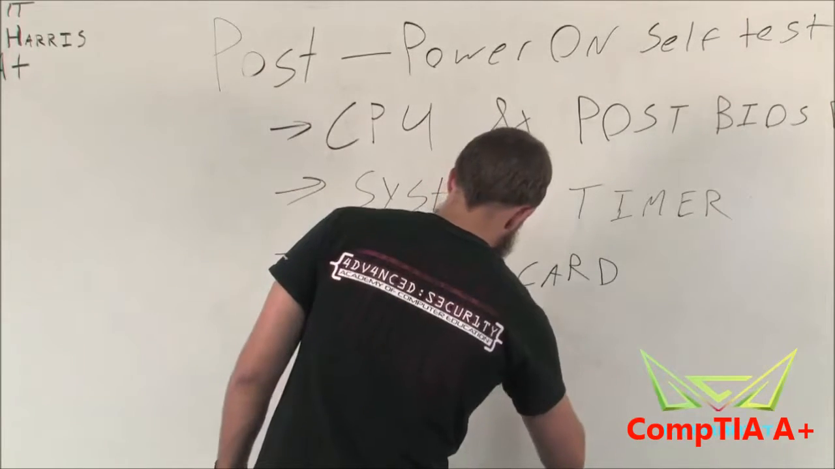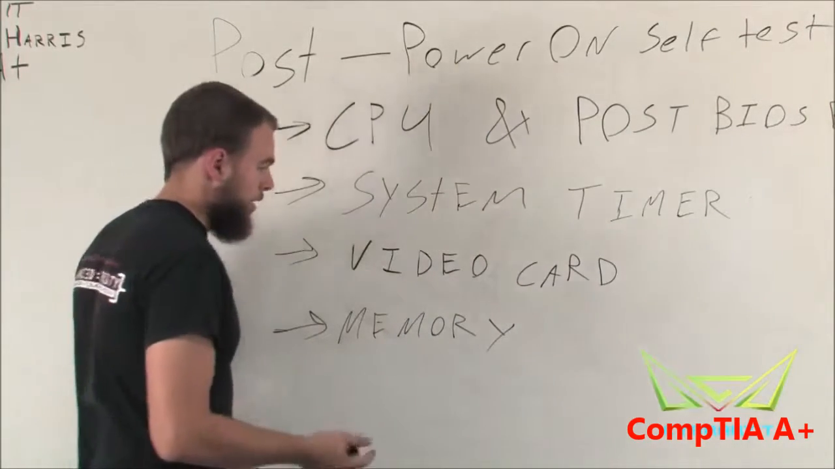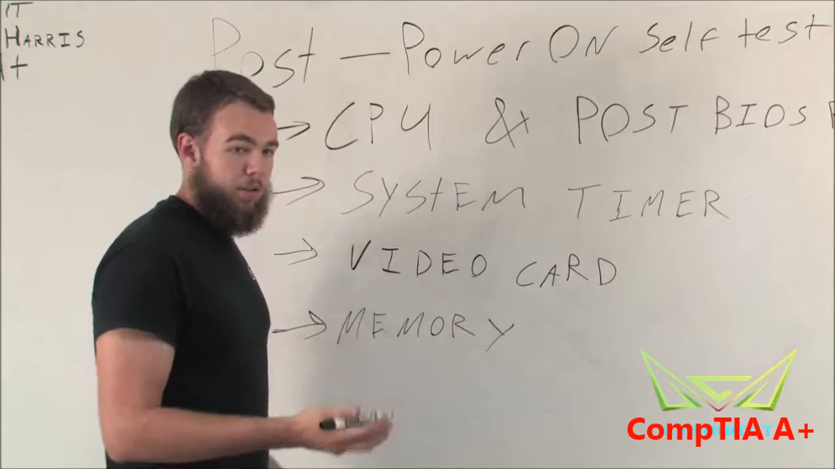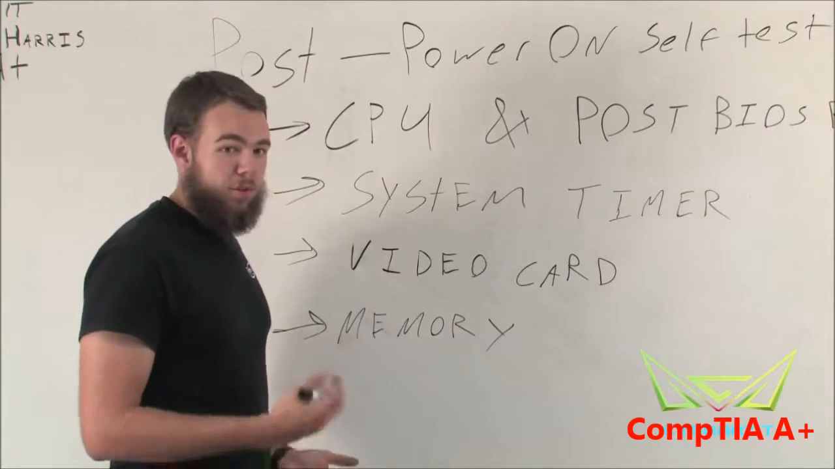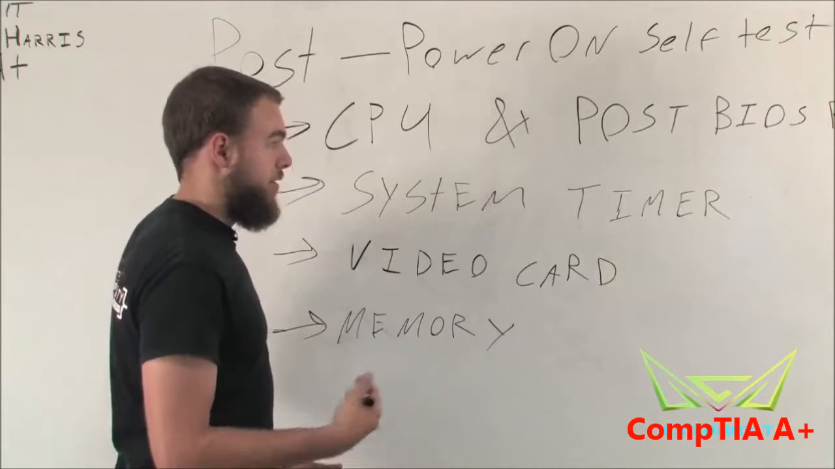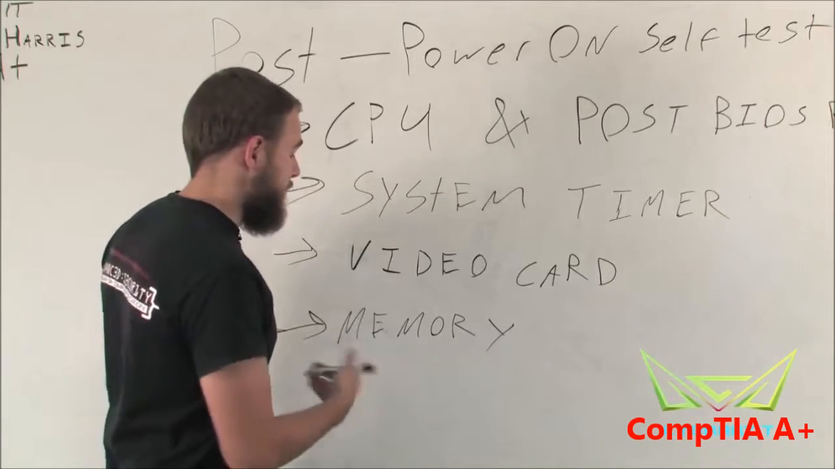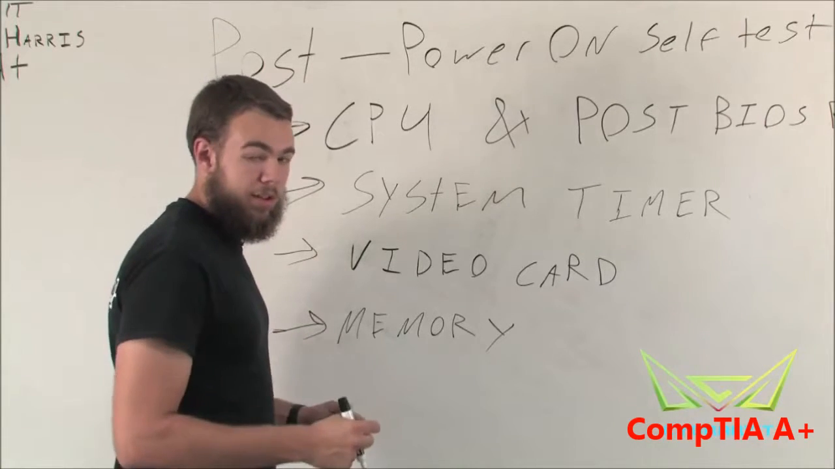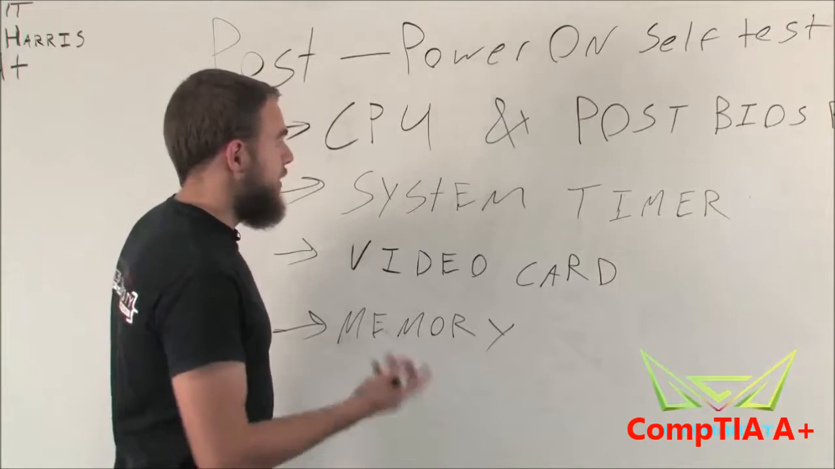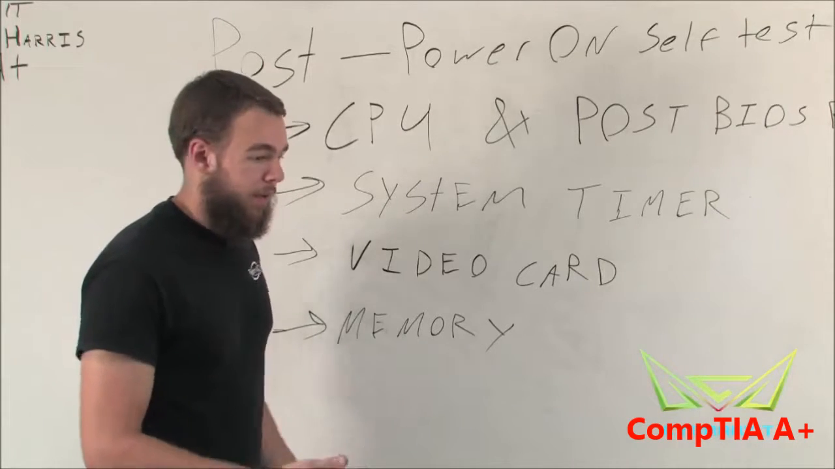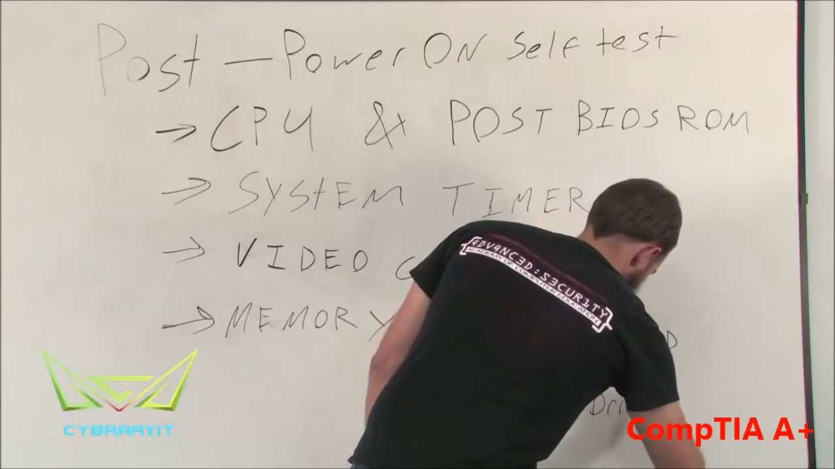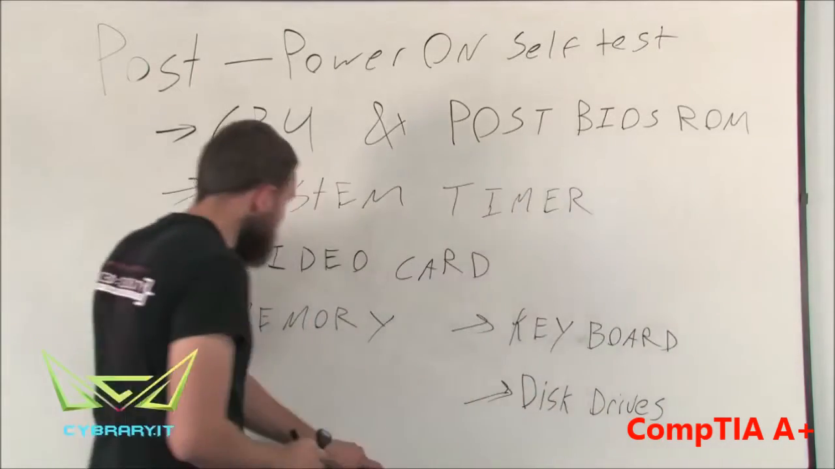Next, we will have our memory. Our memory, also known as our RAM, is what allows our computer to temporarily hold information so it can process the set of instructions. And if our memory is bad, or if, say, our memory isn't seated properly, then this is where we'll get the error and this is where it'll fail. And then after our memory, we have two more steps. We have our keyboard and finally our disk drives.